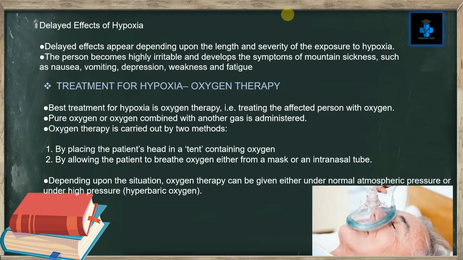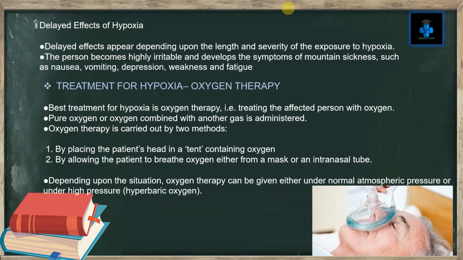Delayed effects of hypoxia. Delayed effects appear depending upon the length and severity of the exposure to hypoxia. The person becomes highly irritable and develops the symptoms of mountain sickness such as nausea, vomiting, depression, weakness, and fatigue.